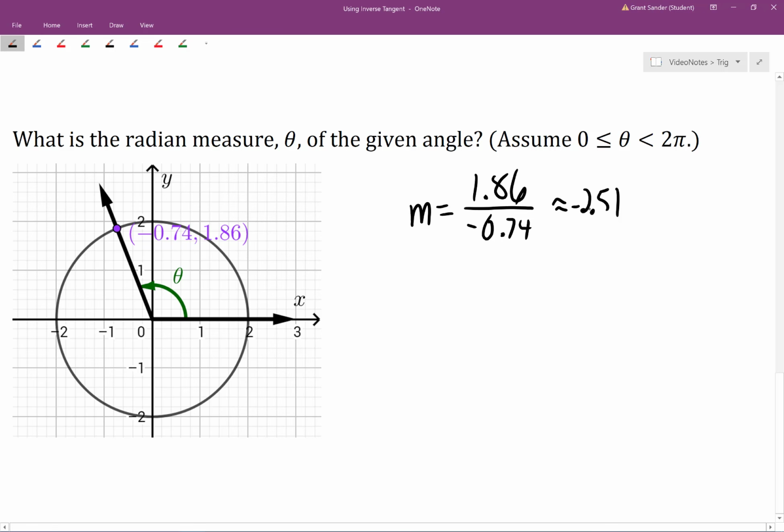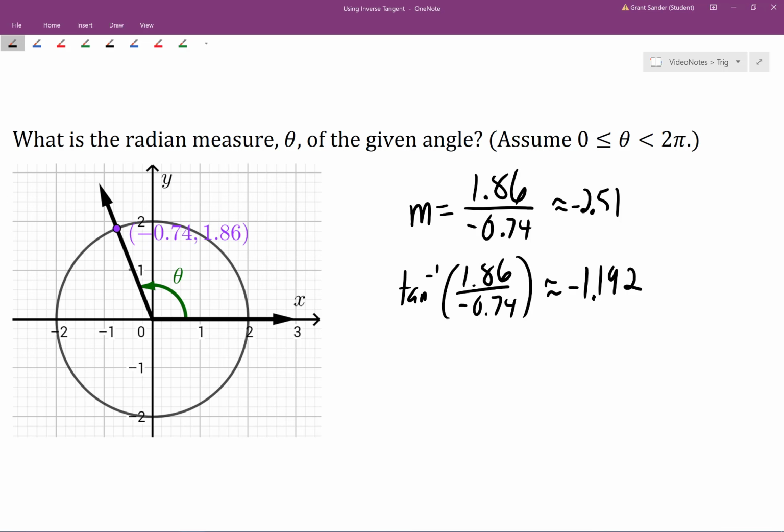And if we use the inverse tangent function, so tangent inverse of that slope, 1.86 divided by negative 0.74, we should get a value of approximately negative 1.192. Now we should be a little alarmed by this. The angle we're looking for needs to be between 0 and 2 pi, and the angle we're looking for doesn't appear to have a negative value. So what does this negative 1.192 tell us?